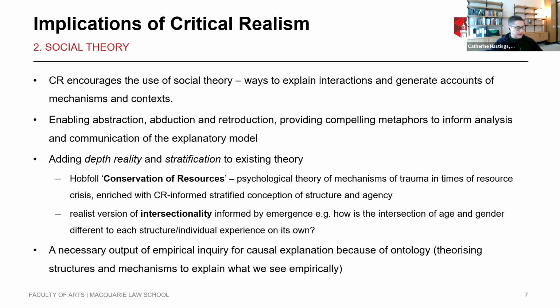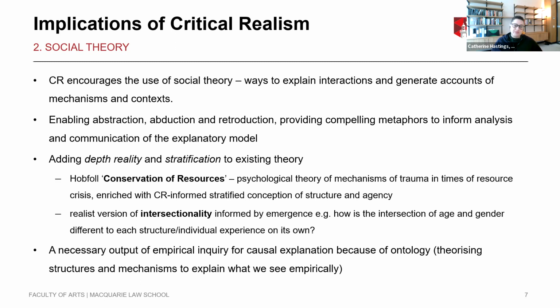Which leads to the next point, that critical realism implies a use of social theory. Social theory is necessary to help explain the interactions that we see and to generate accounts of mechanisms and contexts. Social theory enables those processes of abstraction, abduction, and retroduction I mentioned before. Critical realism can also work on social theory as a meta theory to change, ontologically and epistemologically, how some of those theories are working, and I would argue potentially in ways that create greater depth and greater explanatory power.